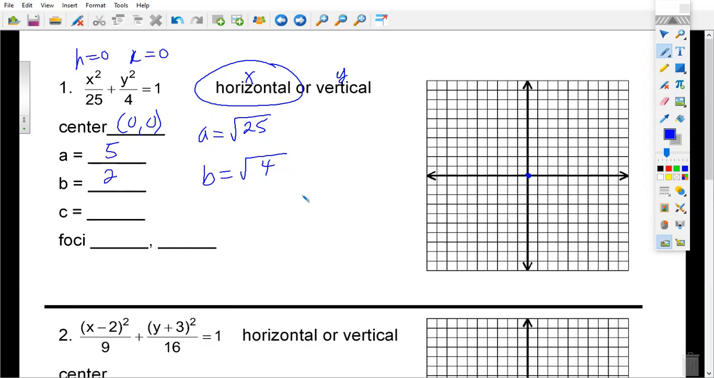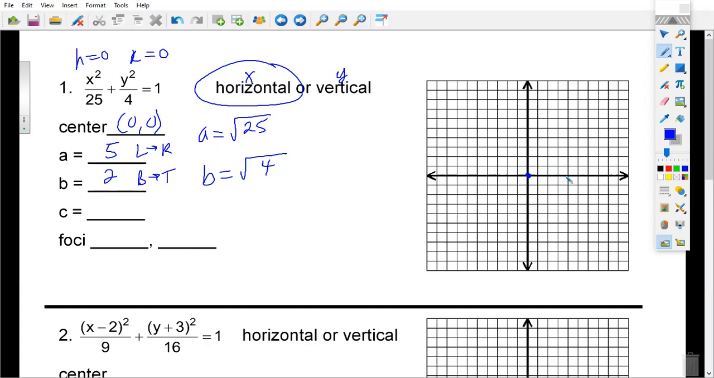5 and 2. What your a and your b tell you is how far from your center you're going to be going left and right. Because it's horizontal, it's going to be left to right for the major, and then our minor is going to be bottom to top.